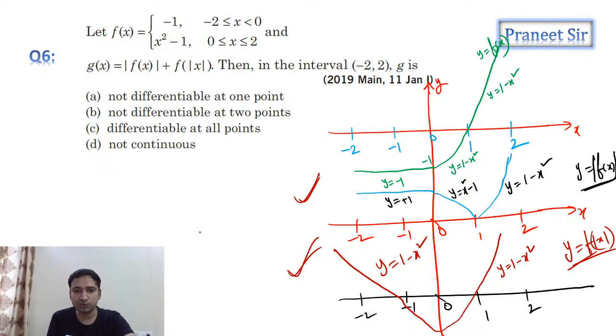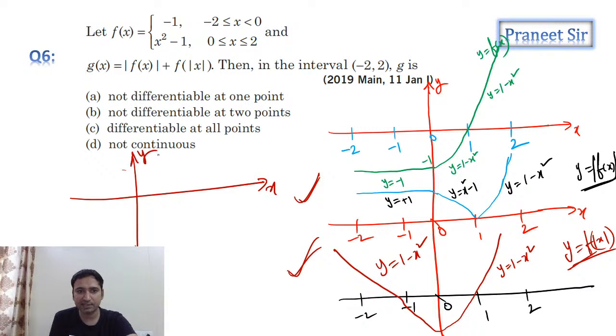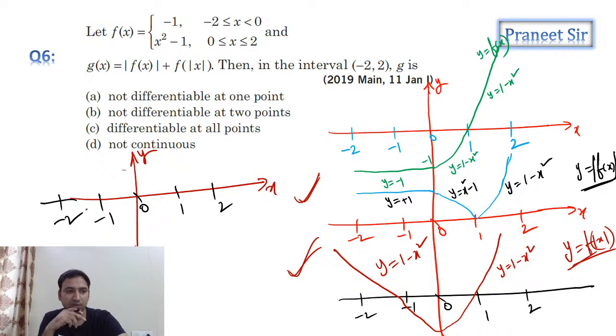So if you add these two, we are getting something like this. Let's take it as x-axis, y-axis. So take the points 0, 1, 2, -1, -2. Now tell me, first we'll add these two graphs.